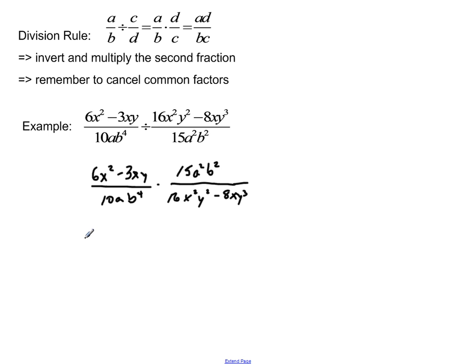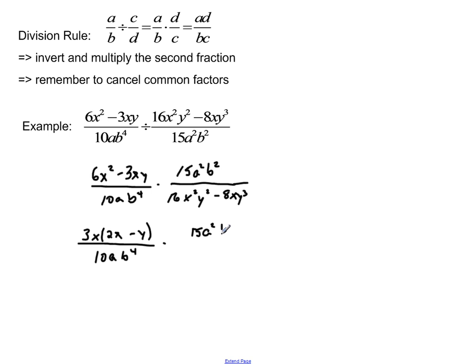In our numerators, we're going to factor. Looks like 3x is a common factor, which is going to leave us with 2x. 3x times 2x is 6x squared, minus y in the numerator. There's no factorization that we can do in the denominator, but we can see that there probably are some common factors between our terms 10a b fourth and 15a squared b squared. We'll deal with those in a second.